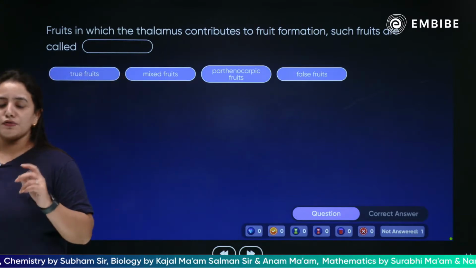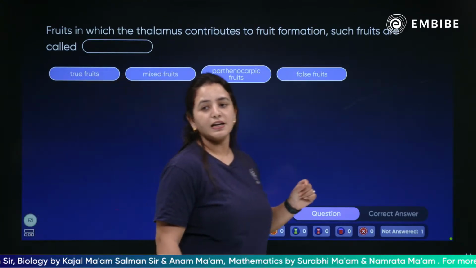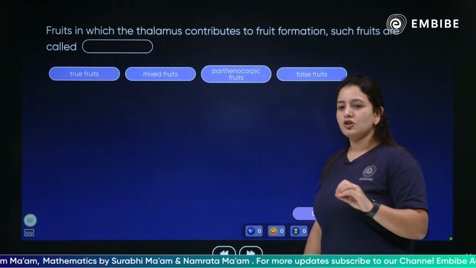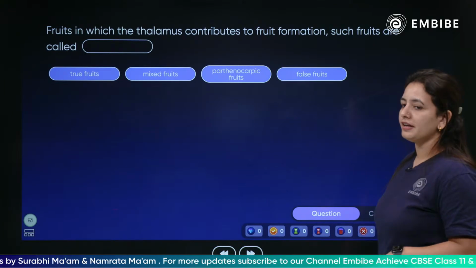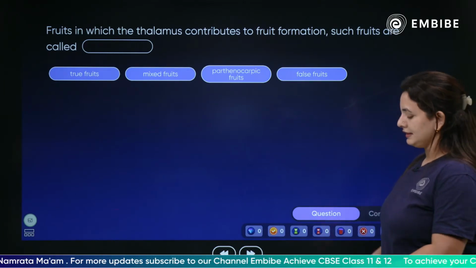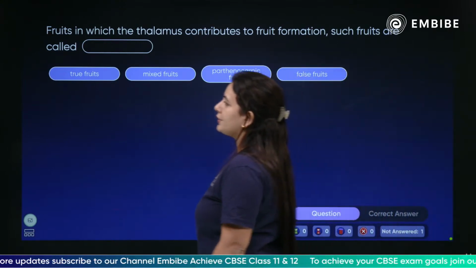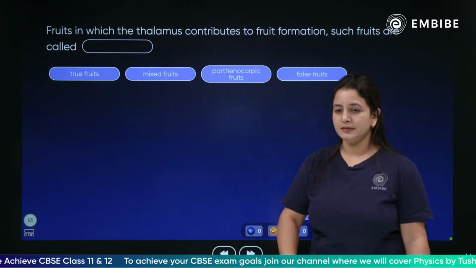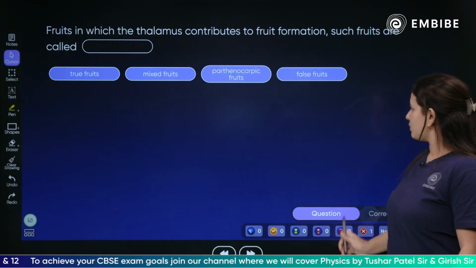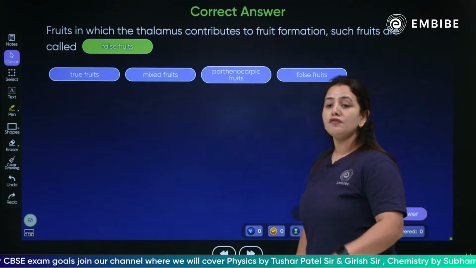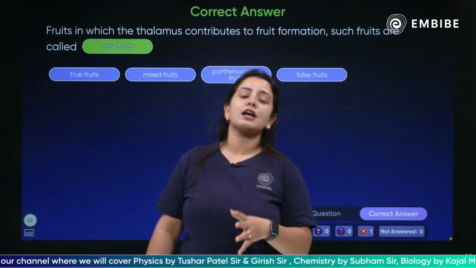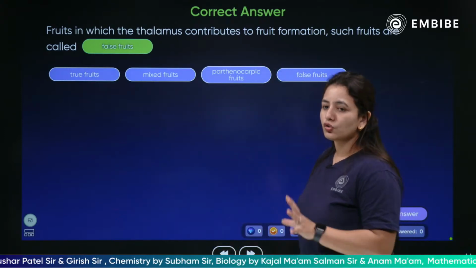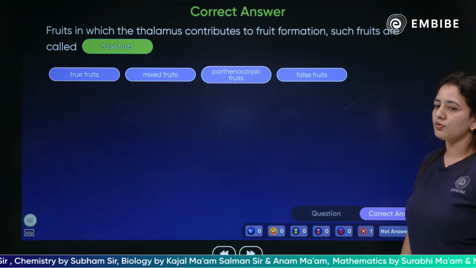What according to you is a kind of fruit in which the thalamus is converting into the fruit? No, that is not the correct answer. True fruits are formed because of the fertilized ovary. What according to you is responsible for the fruit formation? The correct answer would be the false fruits. Those are called false fruits because the whole thalamus is converting into a fruit. True fruits are those in which the ovary is converted into a fruit.